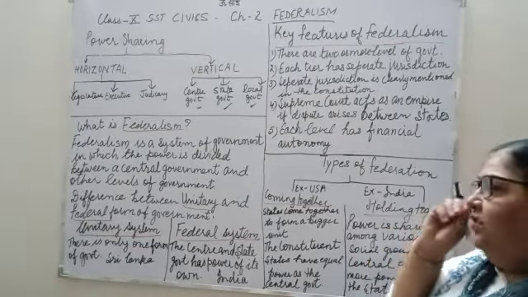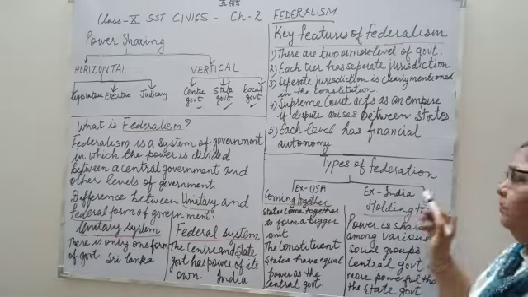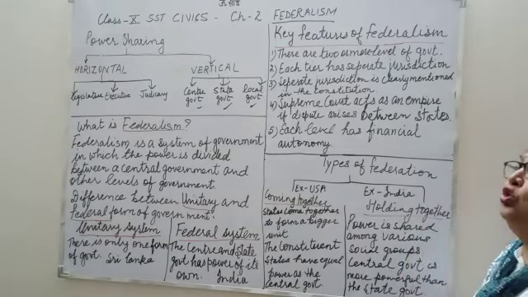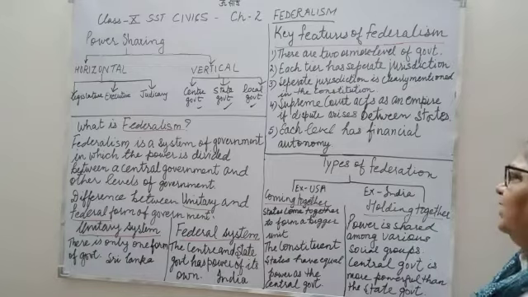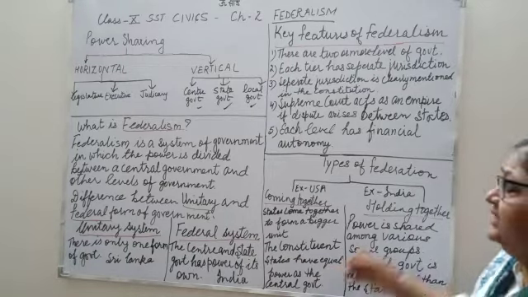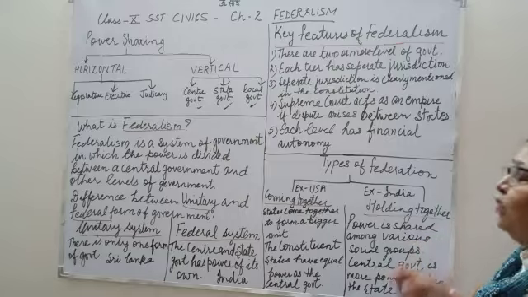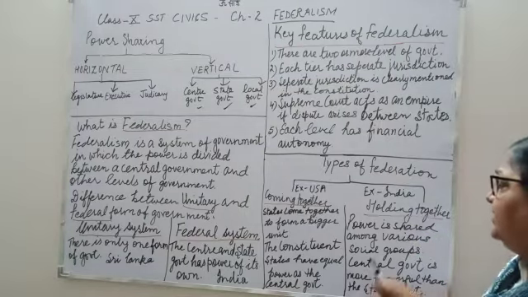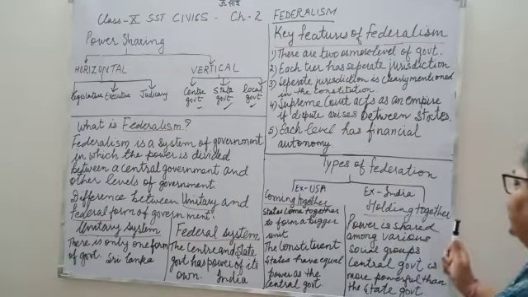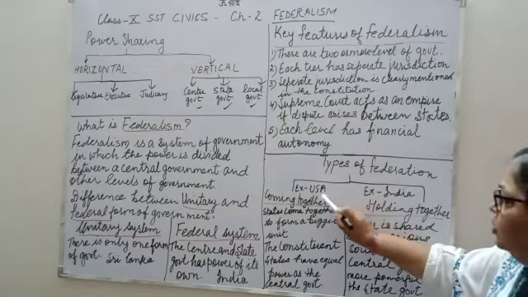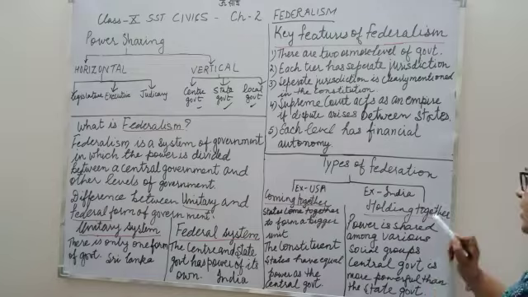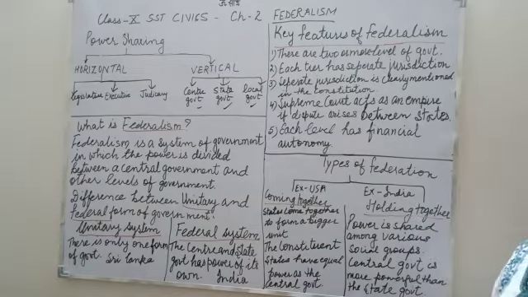Now, the federal system is followed in many countries, but the system of federation is of two types. One is coming together and the second is holding together. Here I have written USA as the example of coming together, and holding together is India.